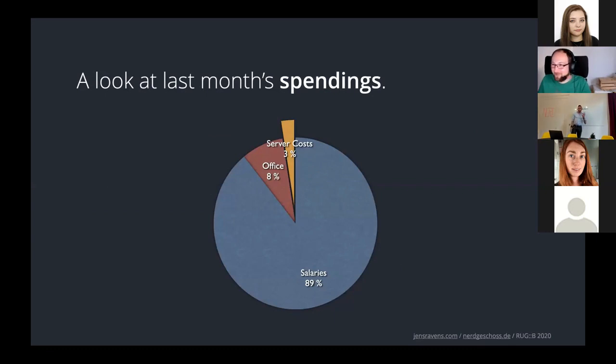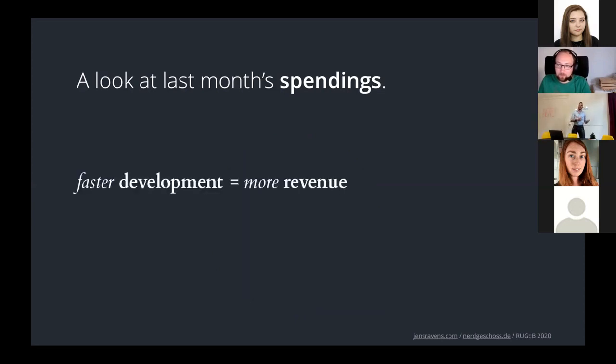So as you see here, those are the biggest cost factors of my company. 89% are salaries. About 8% is for the office, and about 3% actually goes into server cost, management contracts, everything to keep the hardware running. Which means if you look at those spendings, faster development equals more revenue. And that's something we like as business people, but also as developers. So as a developer, if you can pump out your features faster, we get so much money that actually we don't care about the hosting part anymore.